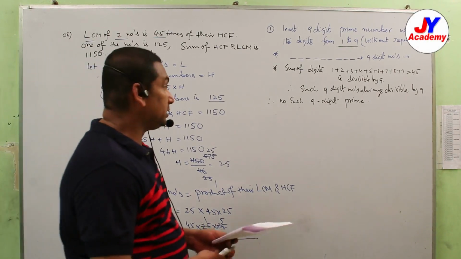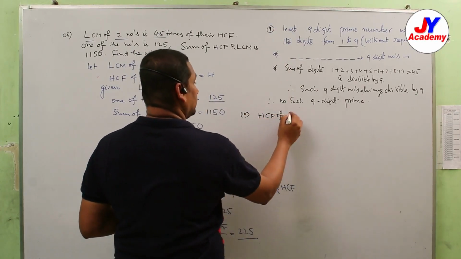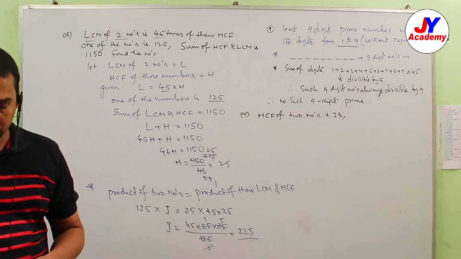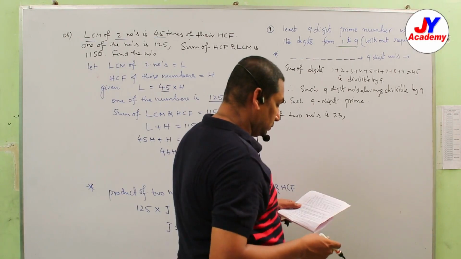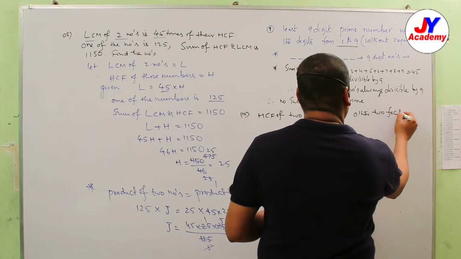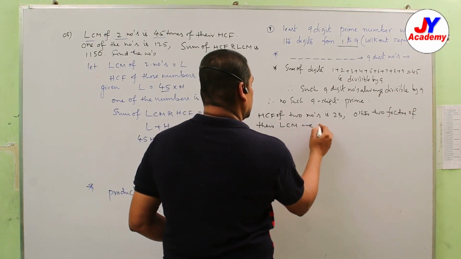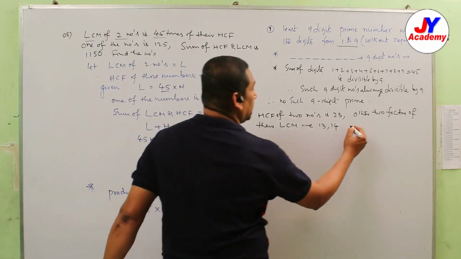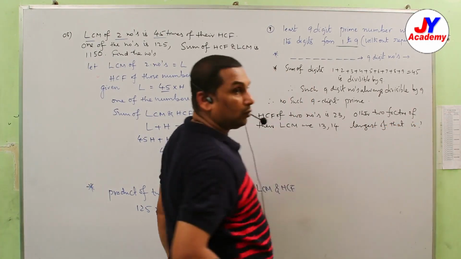Ninth one, tenth one. The HCF of two numbers is 23, and the other two factors of their LCM are 13 and 14. Then the larger of the two numbers is what?